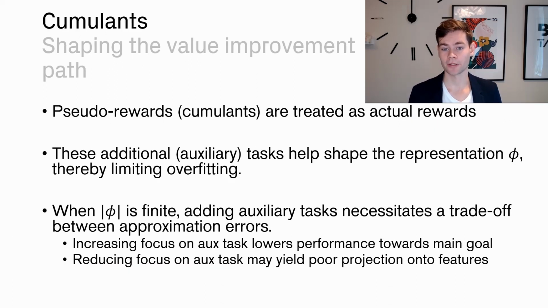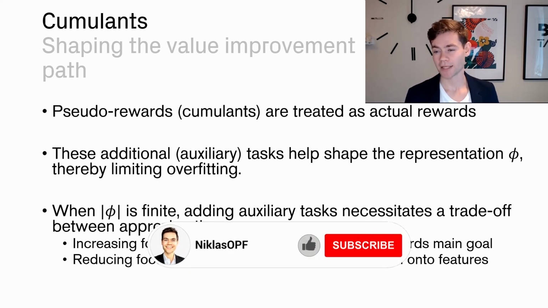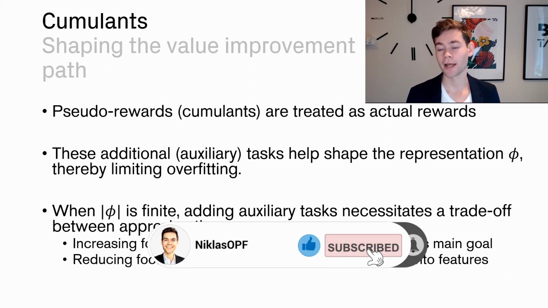So next, we're going to talk about pseudo rewards, or cumulants, which are a way of shaping the value improvement path according to our liking. As we said briefly in the beginning, these rewards are additional rewards that you can produce, and they're not strictly related to the environment, or intrinsic properties of the environment from the start, but rather something you add in order to get better convergence properties. And these additional tasks help shape the representation phi and can help limit overfitting.